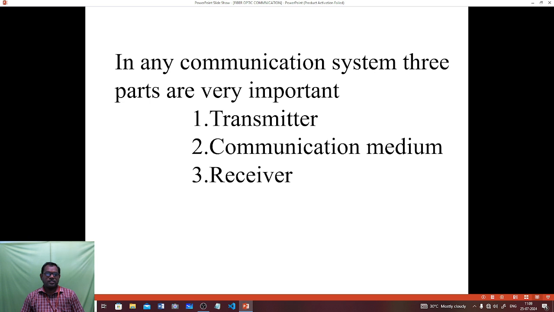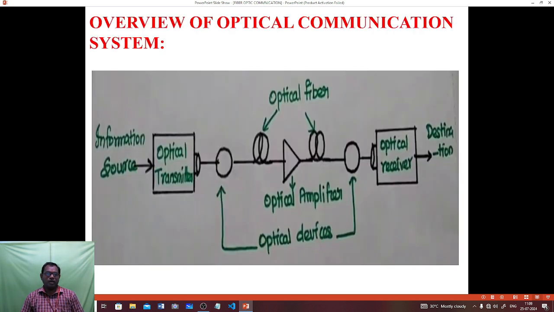In any communication system, there are three very important parts. Already we have discussed the basic communication blocks: transmitter, receiver, and the communication medium. The communication medium may be of two types, a wired communication medium or a wireless communication medium. So, an overview of the optical communication system.